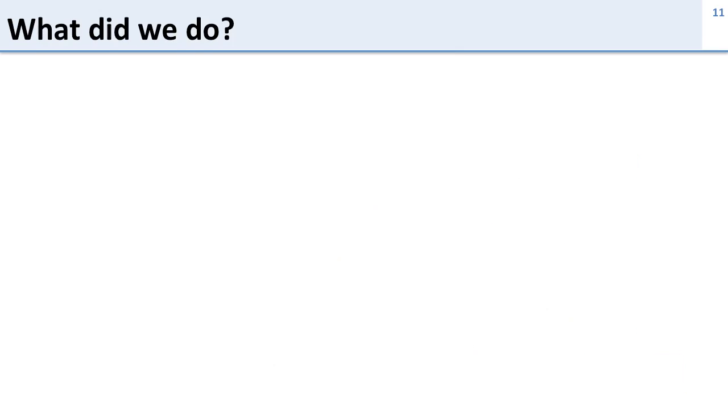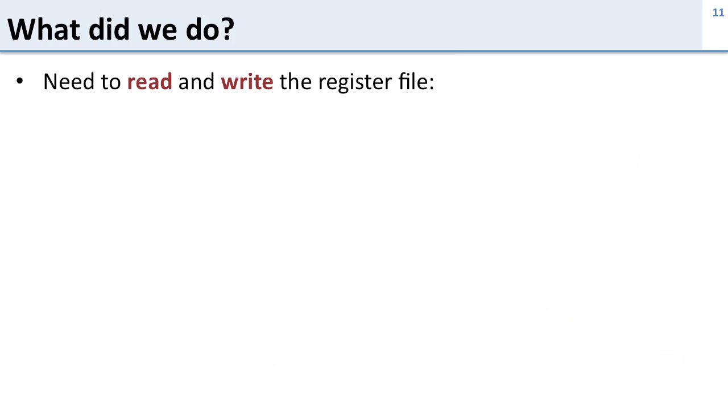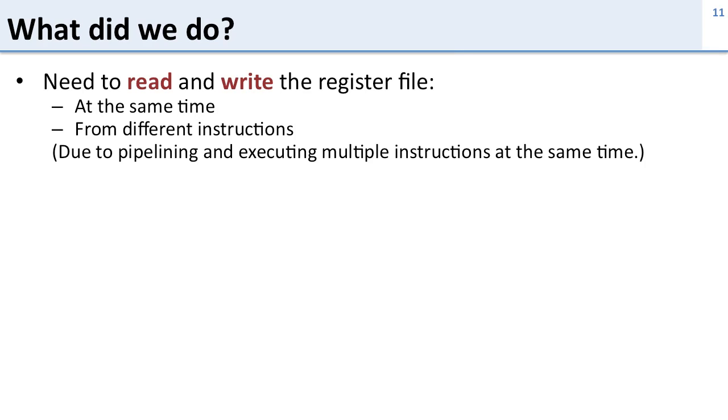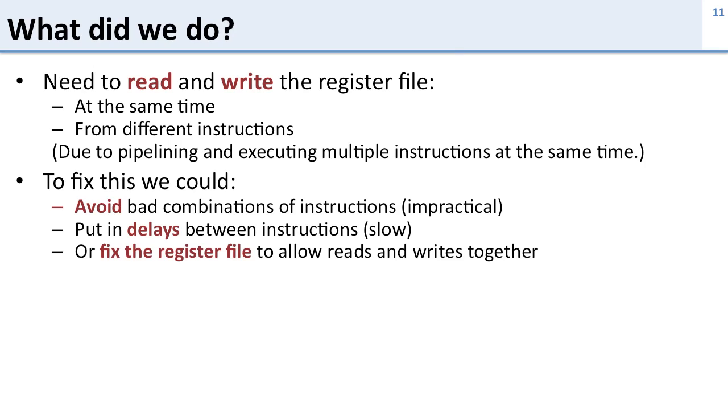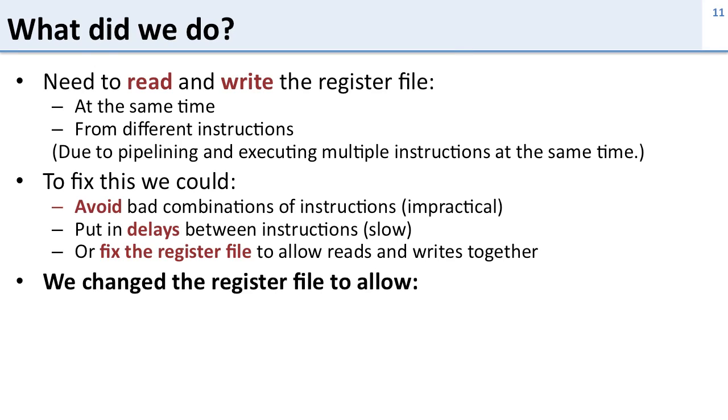So what did we end up doing for this case? We needed to read and write the register file at the same time from different instructions. And the reason for this was that when we were pipelining, we had multiple instructions running at the same time. To fix this, we could have avoided bad combinations of instructions. That would have been impractical. It would have made it hard to write programs. We could have put in delays, but we saw we'd have to put in a lot of delays and that would hurt performance, or we could fix the register file to let us do reads and writes at the same time. So that's what we did.